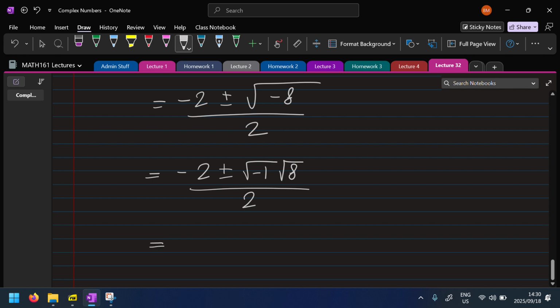Root 8, we can simplify that a bit. That will be 2 root 2. So this will be minus 1 plus minus root minus 1. We know what that is. That will be i. And then we've got root 2. And we see the plus and the minus, we have 2 complex roots.